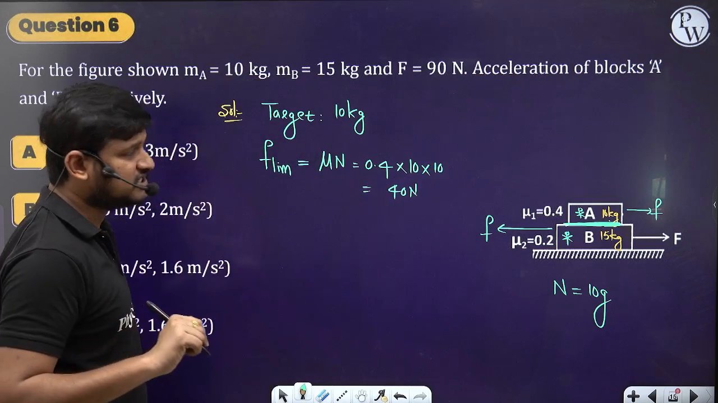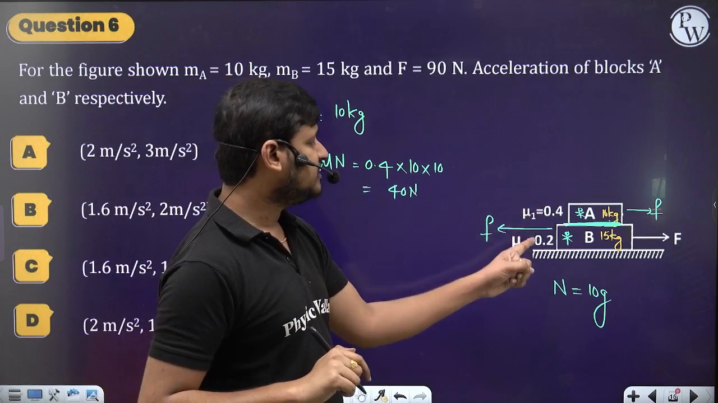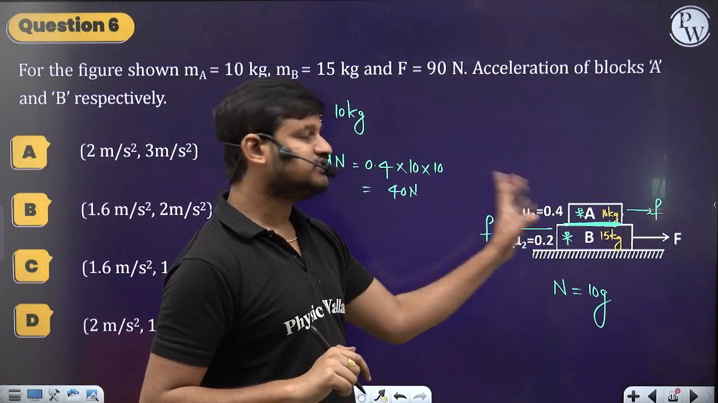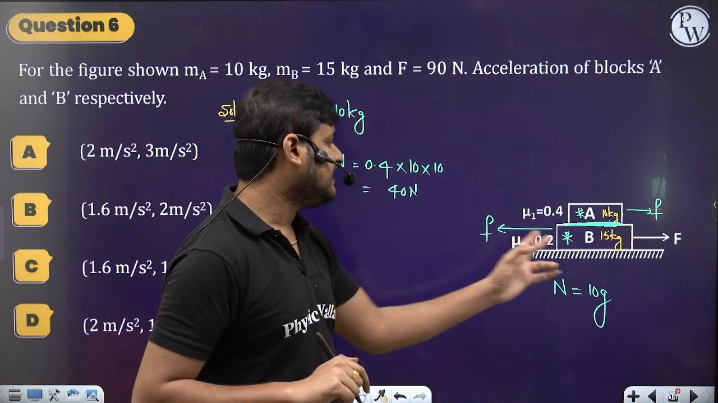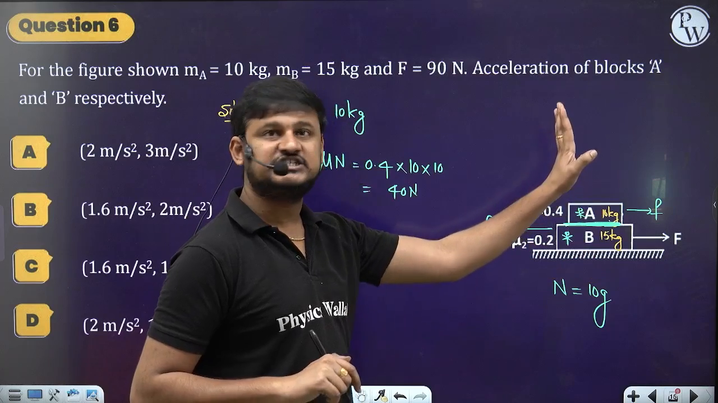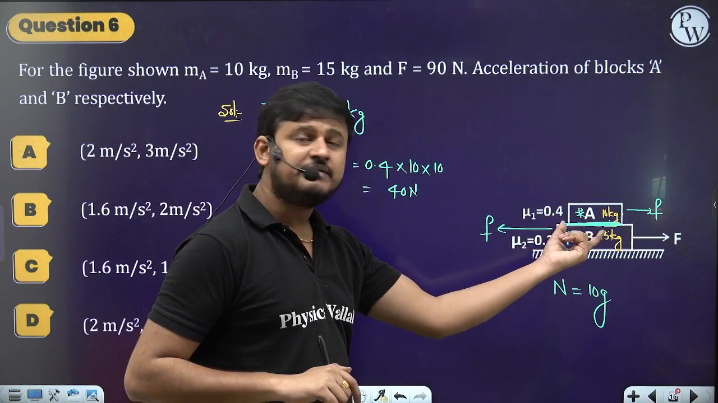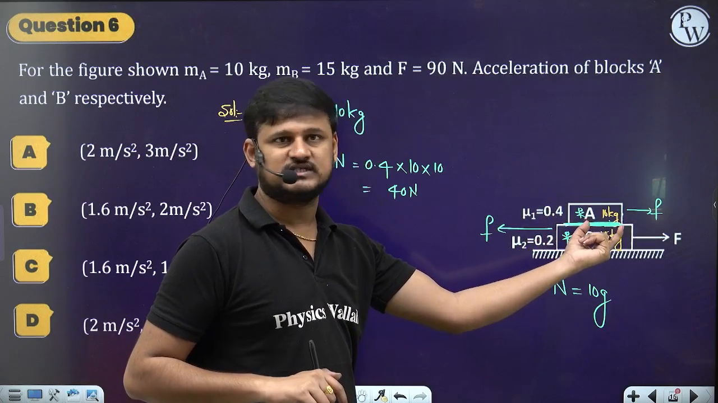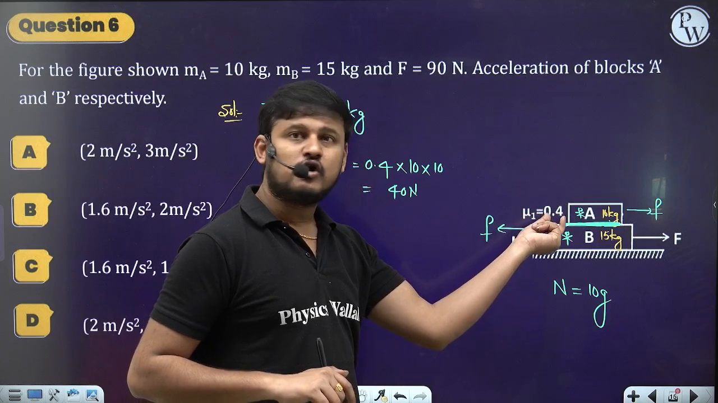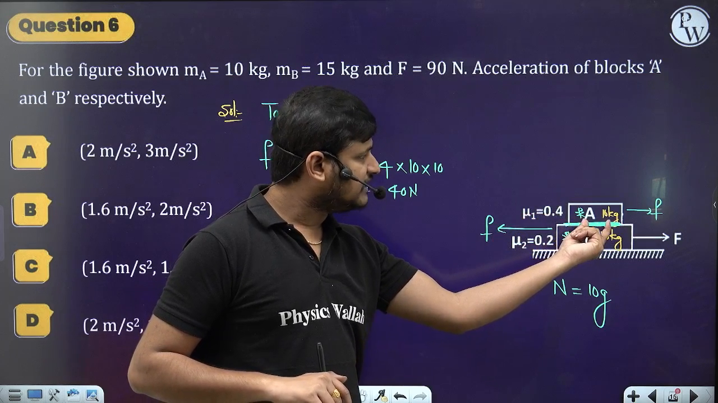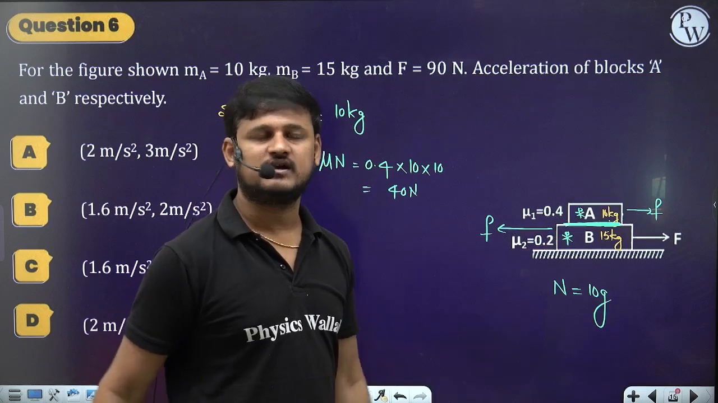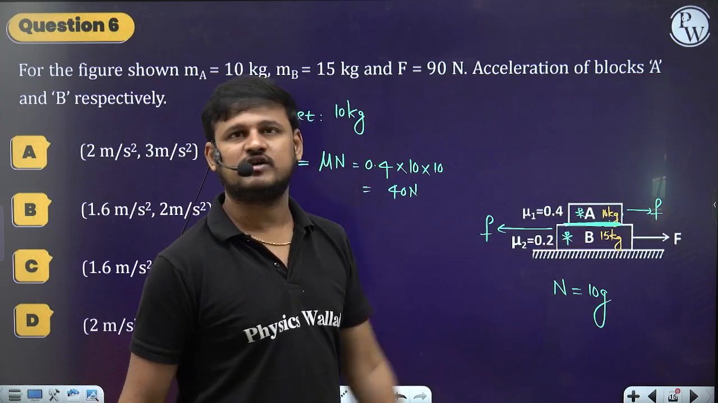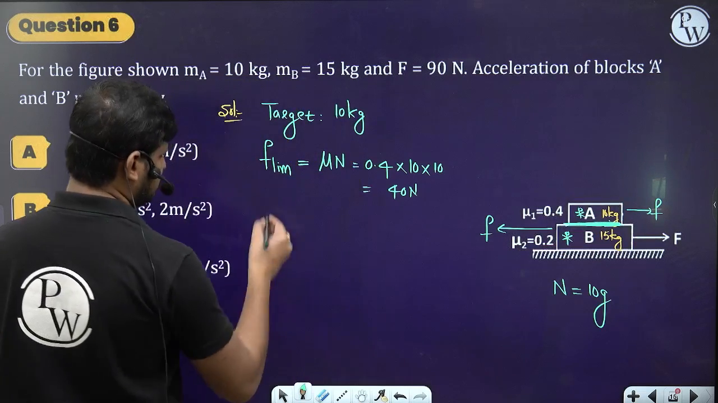The second step is here. Most of the students get confused whether to take the mu as 0.2 or 0.4, and the normal, should we take it as 25g or 10g? Now the F limiting is always between the two blocks, guys. So you should consider the coefficient of friction between the two blocks and the normal upon this point of contact. Right? Chalo.